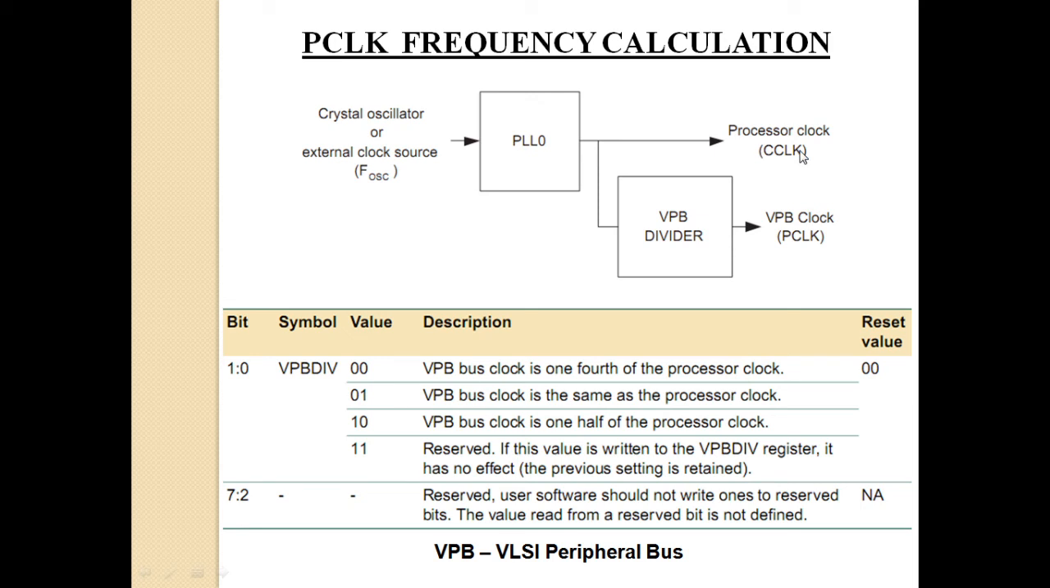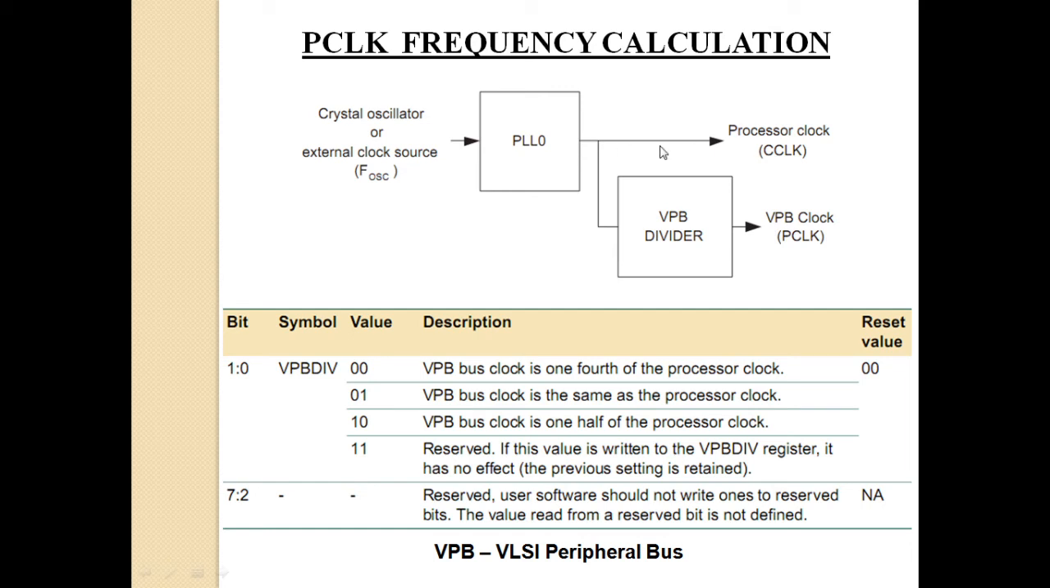So now you have configured the PLL 0 to get a 60 megahertz core clock. Then one more clock you need to generate from that. What is that? It is known as the VPB clock or peripheral clock, PCLK. Why? Because all the peripherals are connected to the VPB bus, the VLSI peripheral bus. So you need to calculate the frequency of the clock sent to that also. How will you calculate that? For that there is a block known as the VPB divider block. The same CCLK generated from the PLL 0 is given as input to the VPB divider. So by configuring the VPB divider, you can configure the VPB clock.